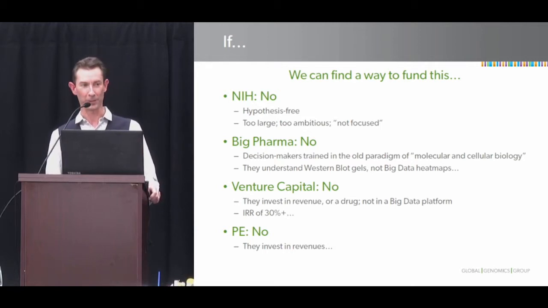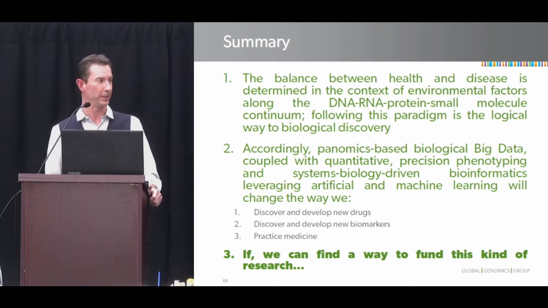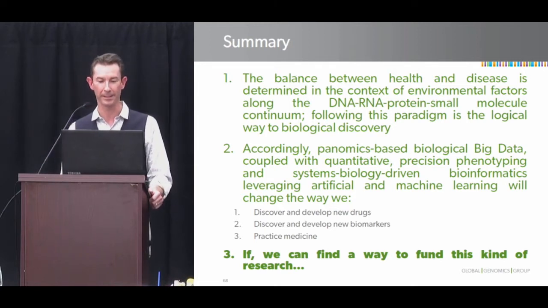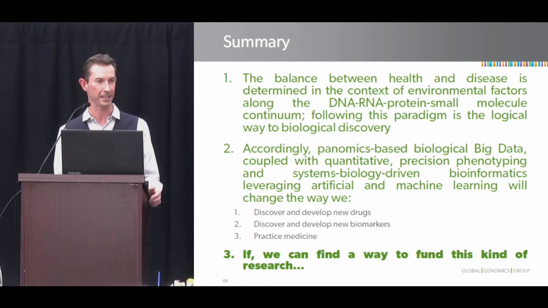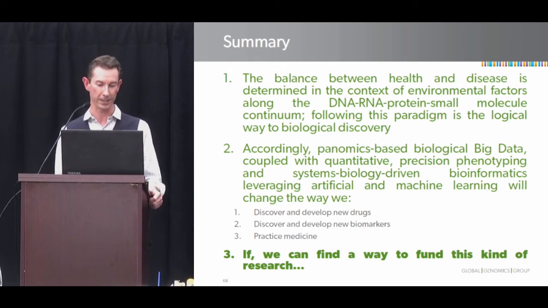In this panomic approach, I think genomics is easy, proteomics is easy, transcriptomics is easy. Figuring out the economics, that's not so easy. To conclude, the balance between health and disease is determined in the context of the environment along this DNA, RNA, protein continuum, and I am convinced that that is the way for discovery.